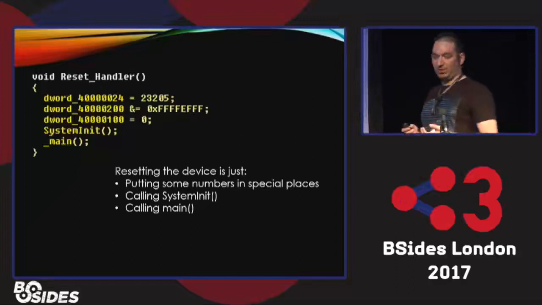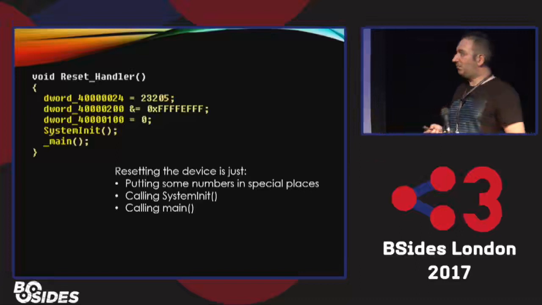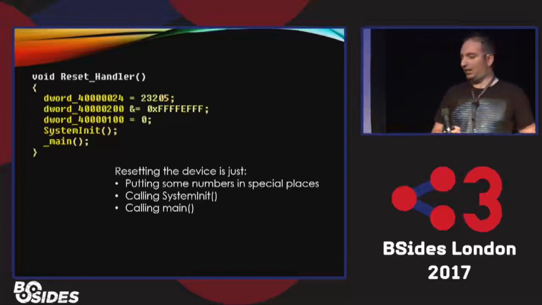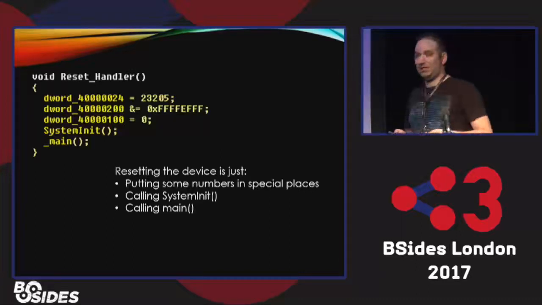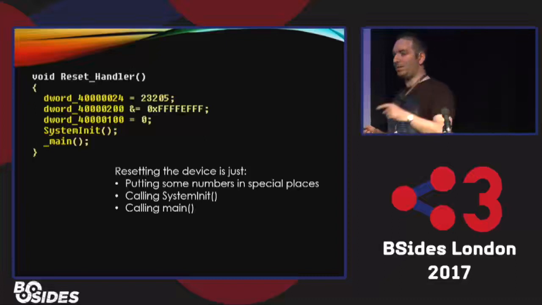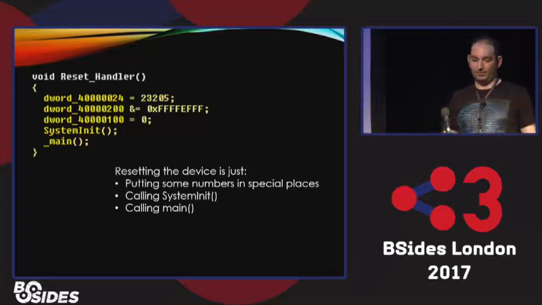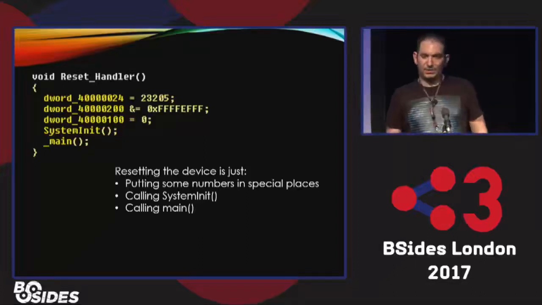What it does is put some numbers in some addresses. I don't know what those are. I still don't know. Don't worry about it. It then calls system init, and then it calls main. Okay, this is pretty easy stuff. So if I can get it to call my main instead of the original main, it should boot up my firmware. So this should be pretty simple to make the device go.